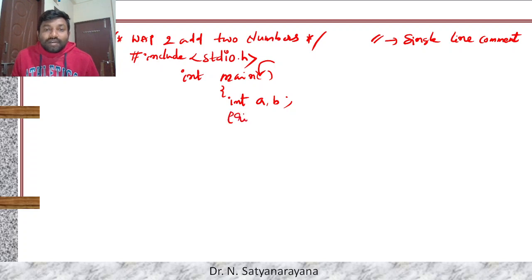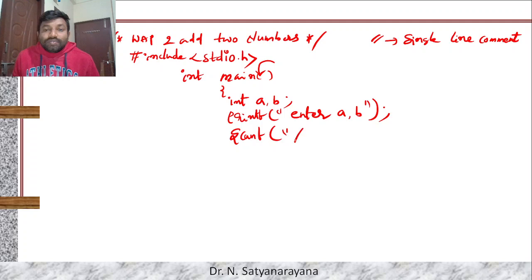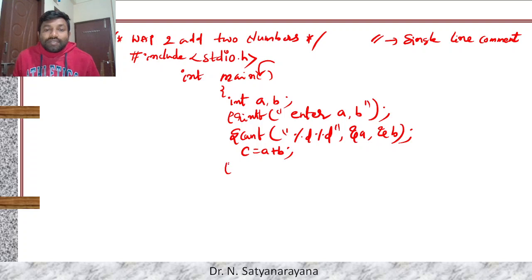So let me scan these values. We write printf enter a comma b. What is printf and scanf, I will tell you in the next tutorial. So let it be percentile d ampersand a comma ampersand b. So I will perform the operation. All these are instructions, and then I will print this C. The result is, I say, percentile d C. Fine. So we write return 0.